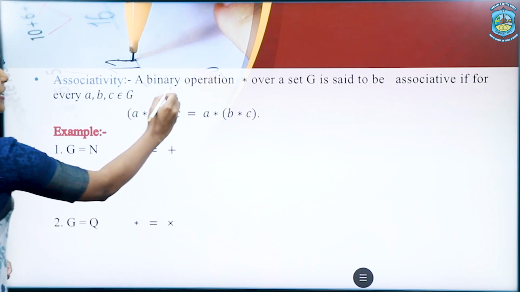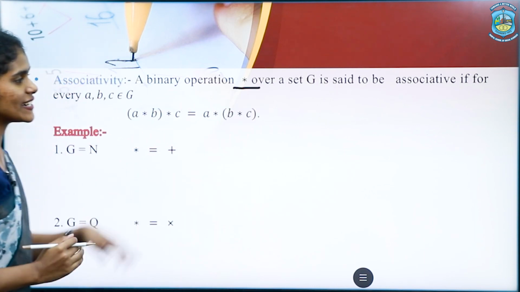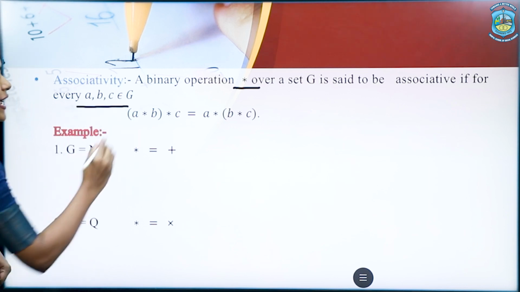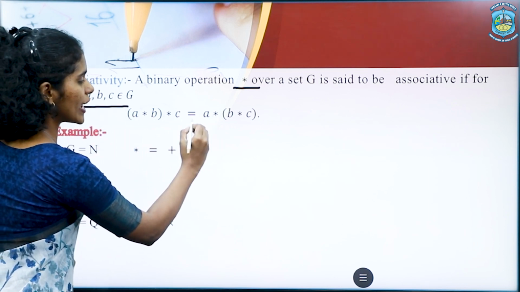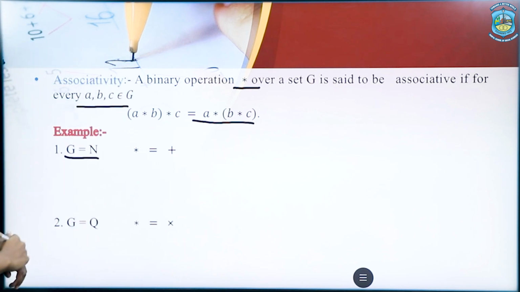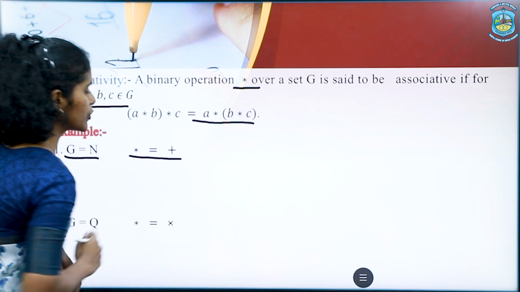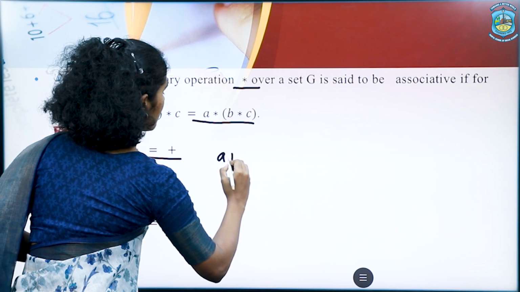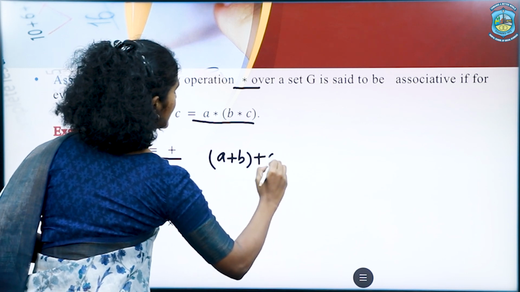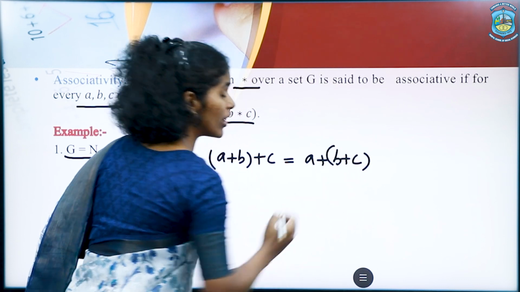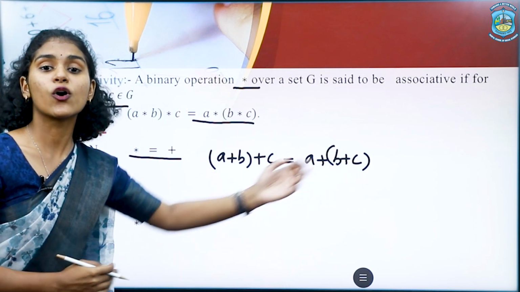The next property is associativity. A binary operation star over a set G is said to be associative if for every A, B, C belongs to G, (A star B) star C is equal to A star (B star C). Now we may see examples. We consider the set of natural numbers and the operation given to us is addition. So this condition will change into (A plus B) plus C is equal to A plus (B plus C). What we have to check is whether this holds or not.